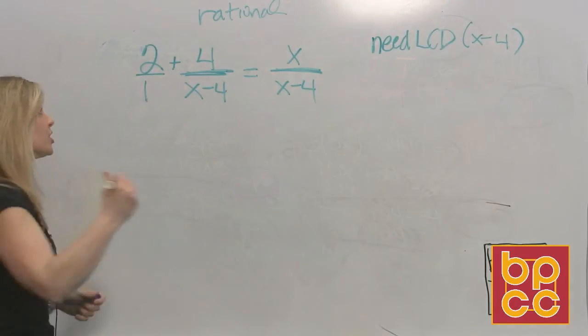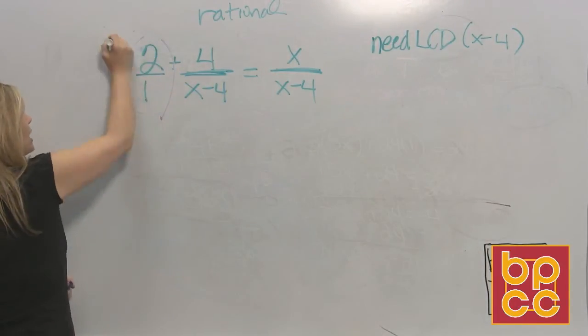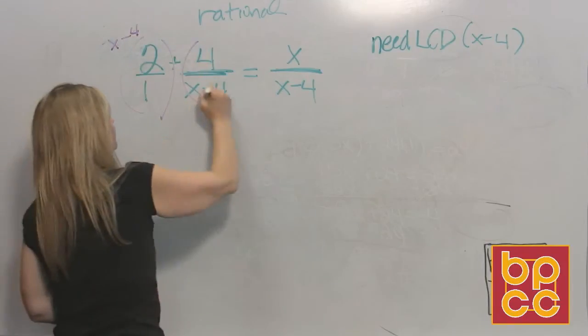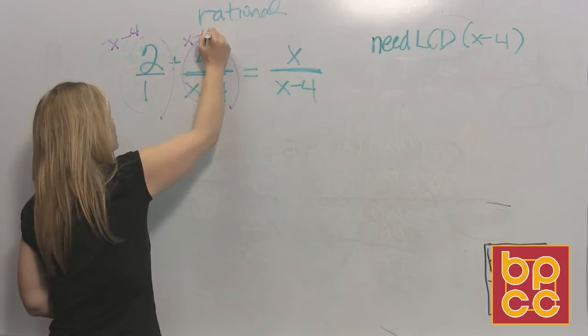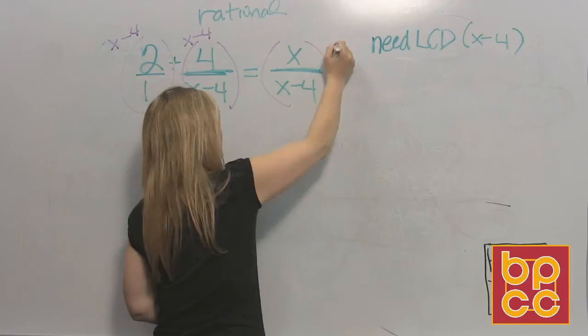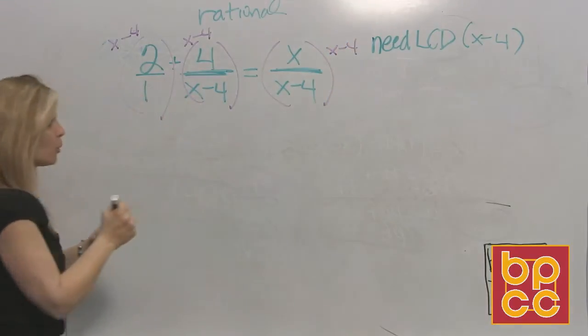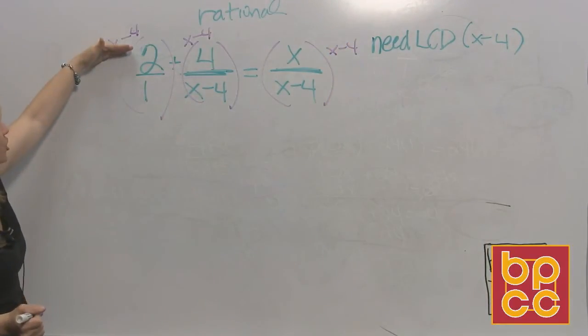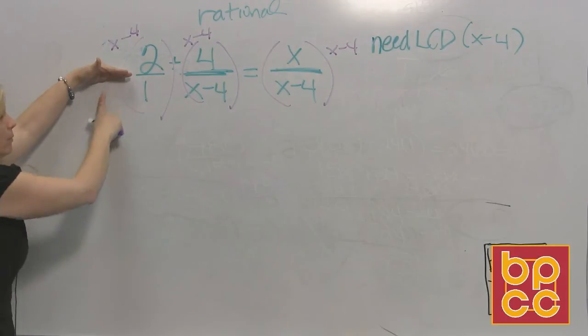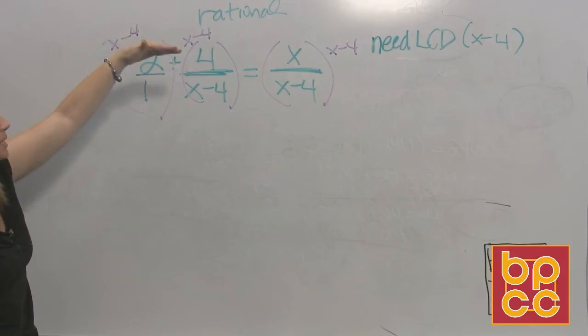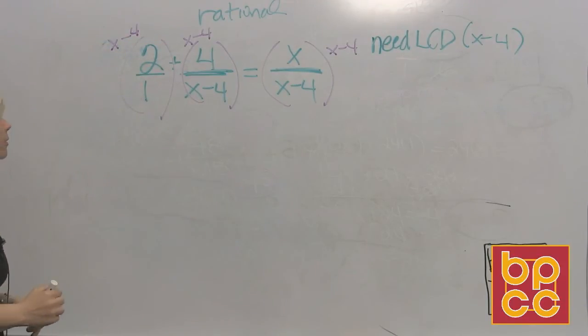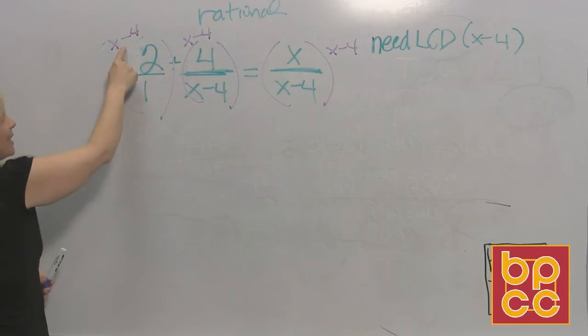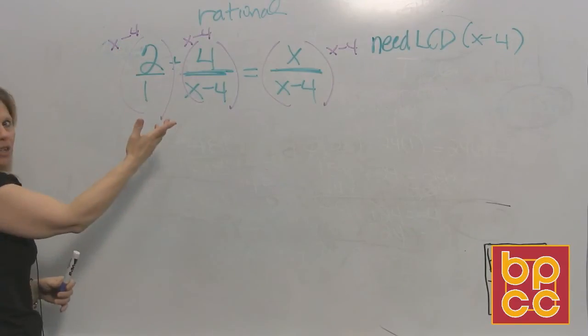Fractions mean division. So Miss Black said we're going to do the opposite. We're going to multiply. So I'm going to put an x minus 4 in every numerator. Why does it go in the numerator? Because if you wrote that as a fraction, it would be over 1. So that's why when we put the least common denominator, it goes in the numerator. You can't take x minus 4 and divide it by 1 because it stays the same.